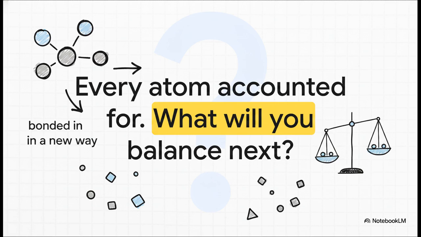So in the end, balancing an equation is about respecting that fundamental law of the universe, that matter is conserved. It's about making sure every single atom is accounted for, allowing us to turn chemical chaos into a predictable, understandable process. Now you know the rules, and you've seen how it's done. So the only question left is, what will you balance next?